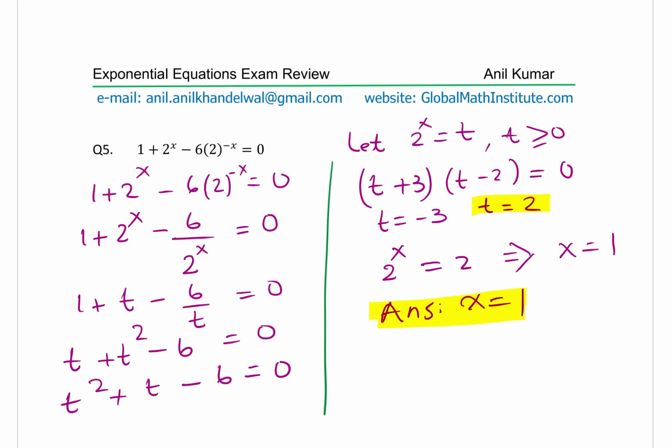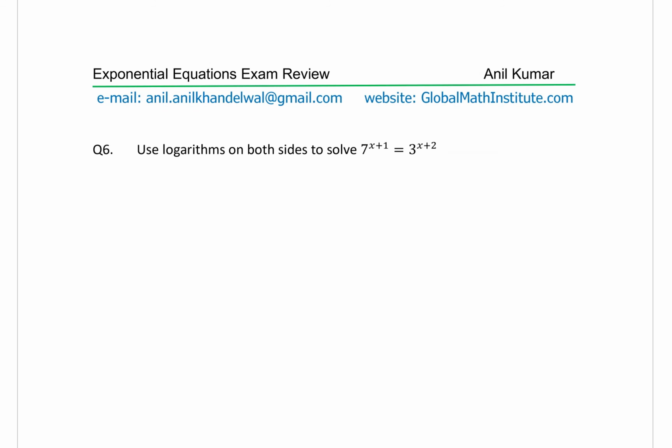Now, we have a very interesting question. This time, we have to use logarithms on both the sides to solve the equation 7 to the power of x plus 1 equals 3 to the power of x plus 2. Now the question here is, use logarithms on both sides to solve 7 to the power of x plus 1 equals 3 to the power of x plus 2.